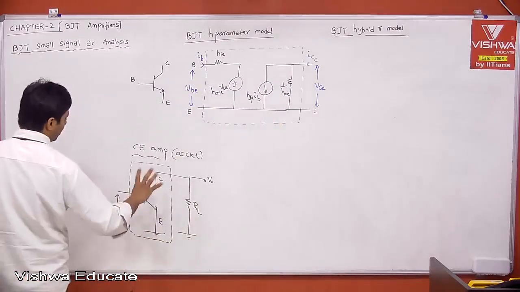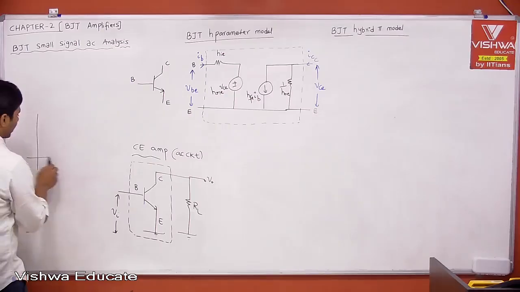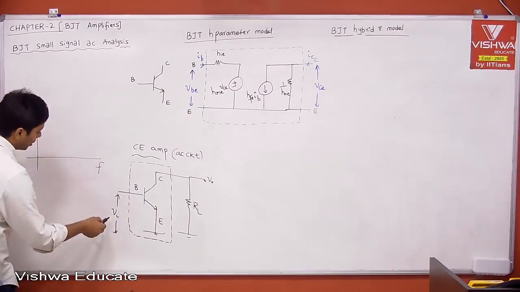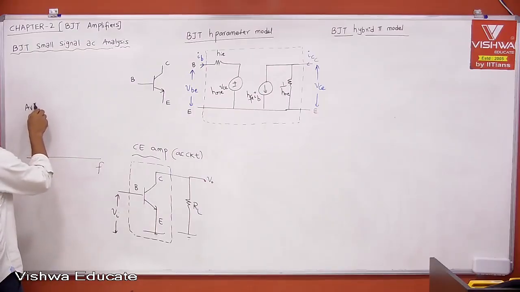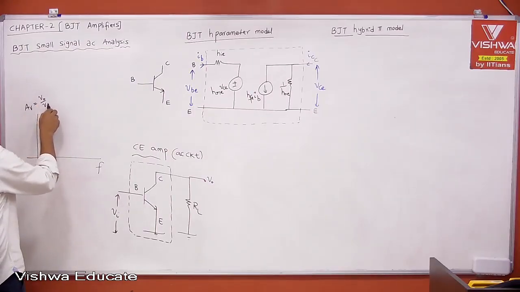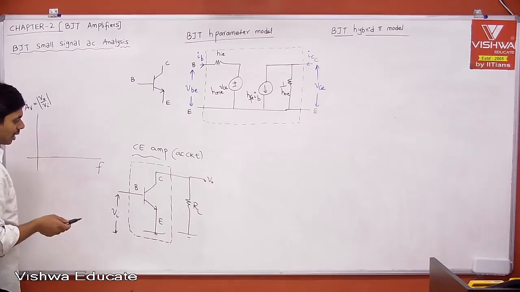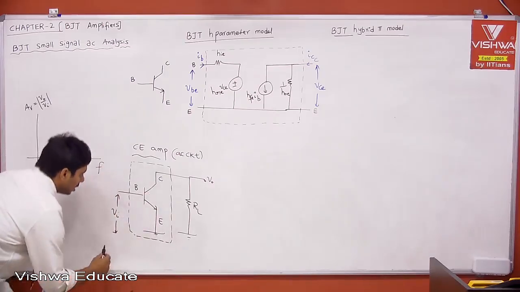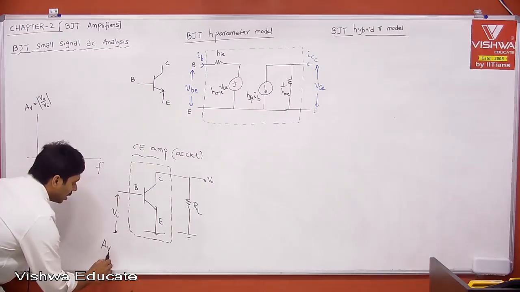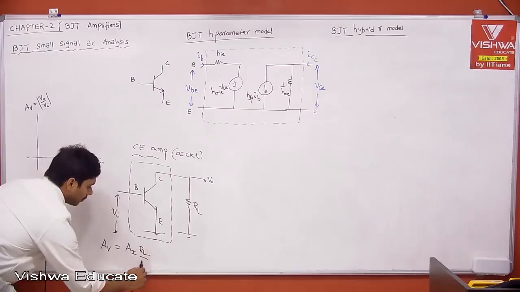What do you mean by frequency response analysis? Let us say my x-axis is the frequency of the input signal, and I want to know V0 by Vi, which is nothing but the voltage gain. AV is equal to V0 by Vi, only magnitude I am taking. If you take only the AC part, what is the gain we calculated? This is the voltage gain we calculated, which is AI into RL divided by RI.